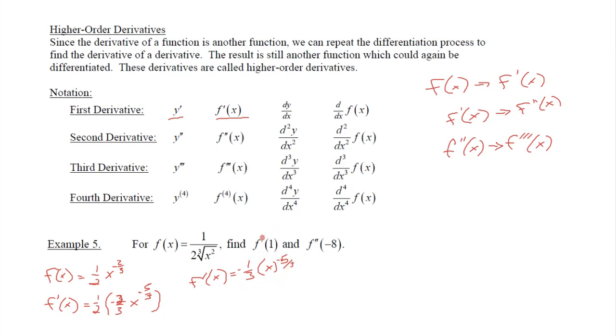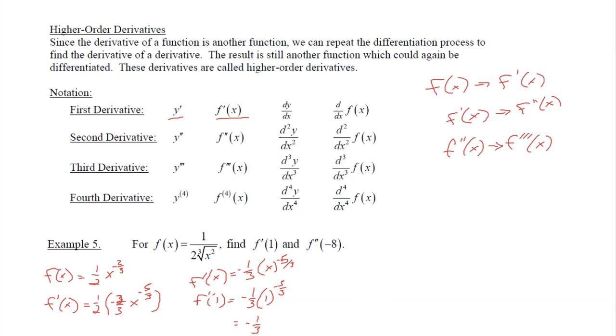Now, in this case, they've asked us to go ahead and run the number 1 through it. And so if we ran the number 1 through it, this would be f prime of x, not x, the f prime of 1. And we would plug that into the function, which is negative 1/3 times 1 to the negative 5/3. When we plug this in, 1 to all of this is going to still give us 1. That's a nice one. And so this ends up becoming just simply negative 1/3.